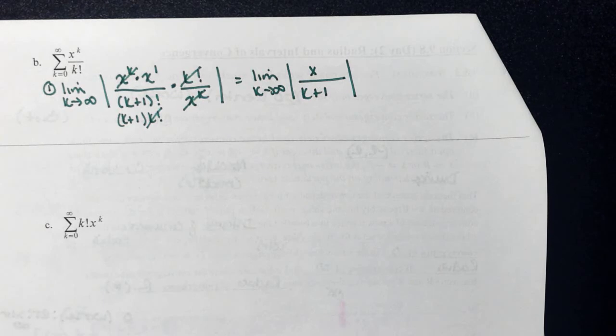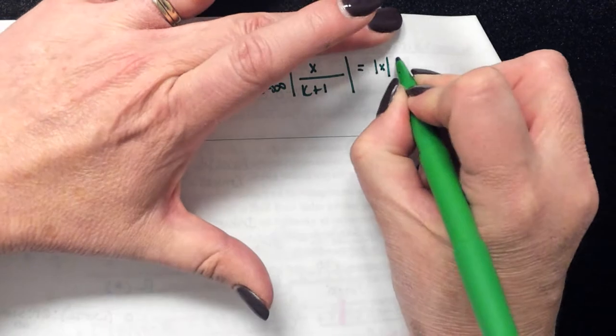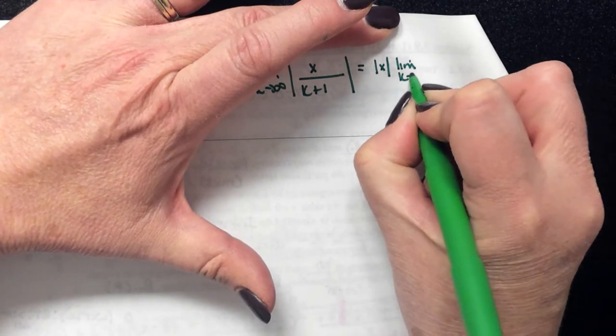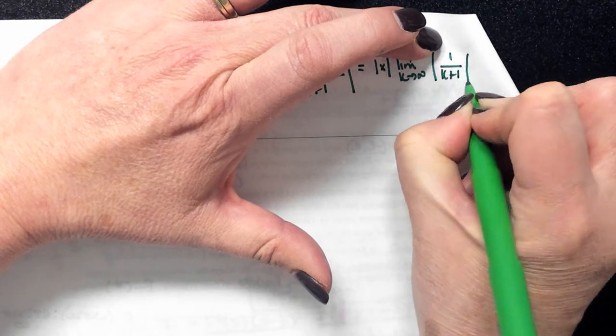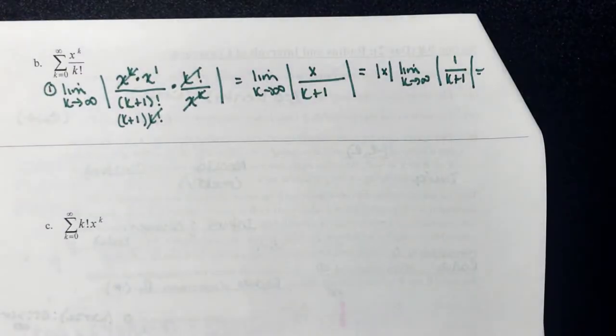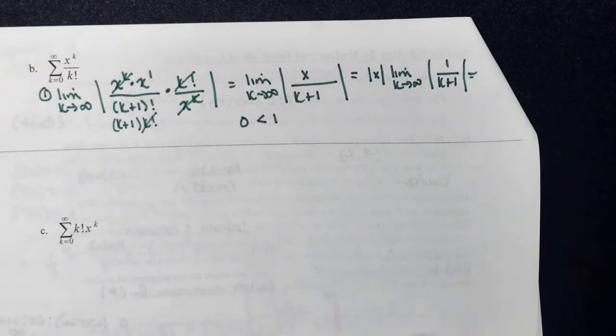Again, I'm concerning myself with the limit as k goes to infinity. So what can I factor out of this particular limit? I can factor out the absolute value of x. So the absolute value of x times the limit as k goes to infinity of the absolute value of 1 over k plus 1. What's that limit going to be equal to? That limit's going to be equal to 0. Exactly. So this limit's equal to 0, and 0 is less than 1.